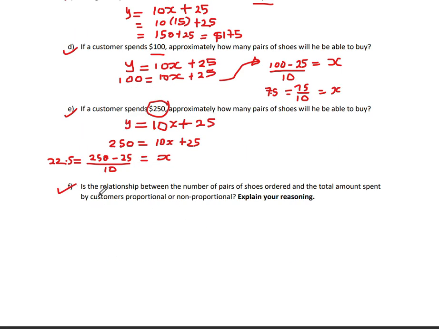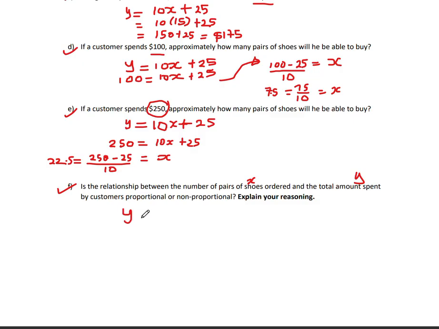And for the final question, is the relationship between the number of pairs of shoes ordered, which is x, and the total amount spent, which is y, proportional or non-proportional? Keep in mind that x and y are just symbols here. We could have used any pair of symbols to model the situation. We could have used C for cost and maybe x or Q for the quantity of shoes bought. So just understand that they are symbols. The key thing to understand is the nature of the relationship in place.